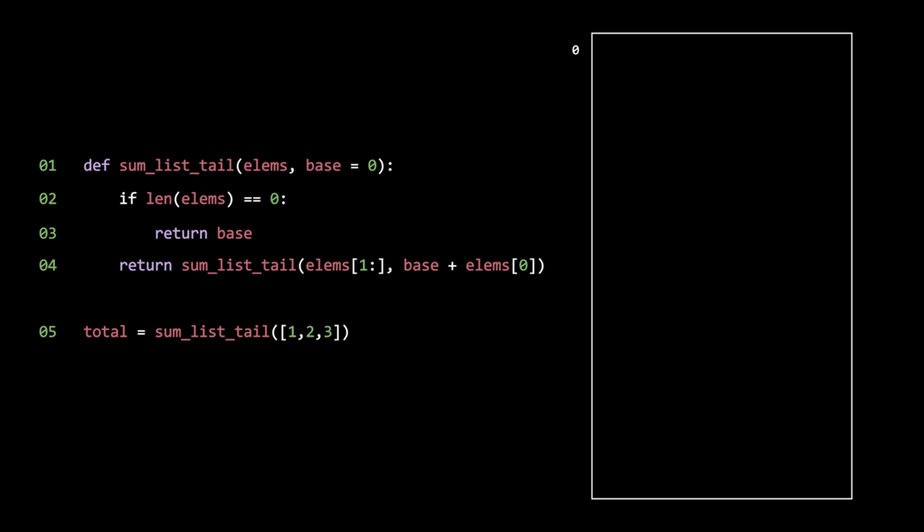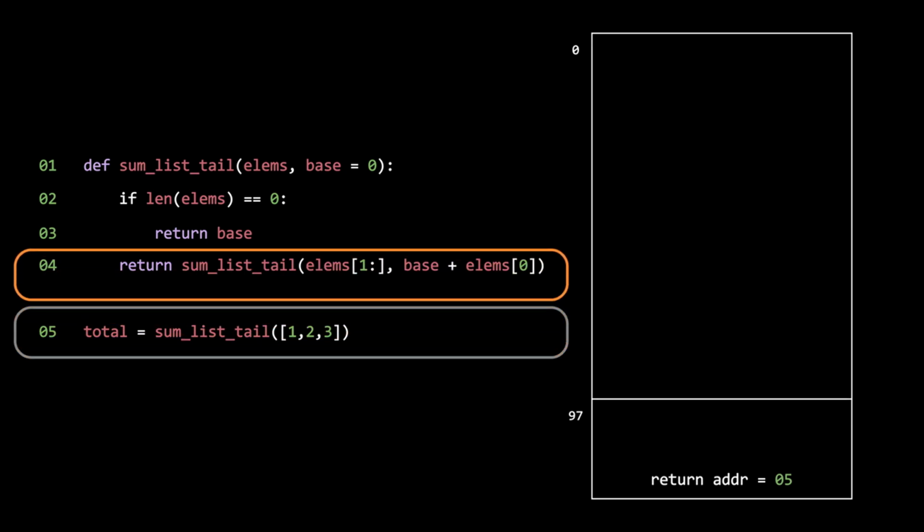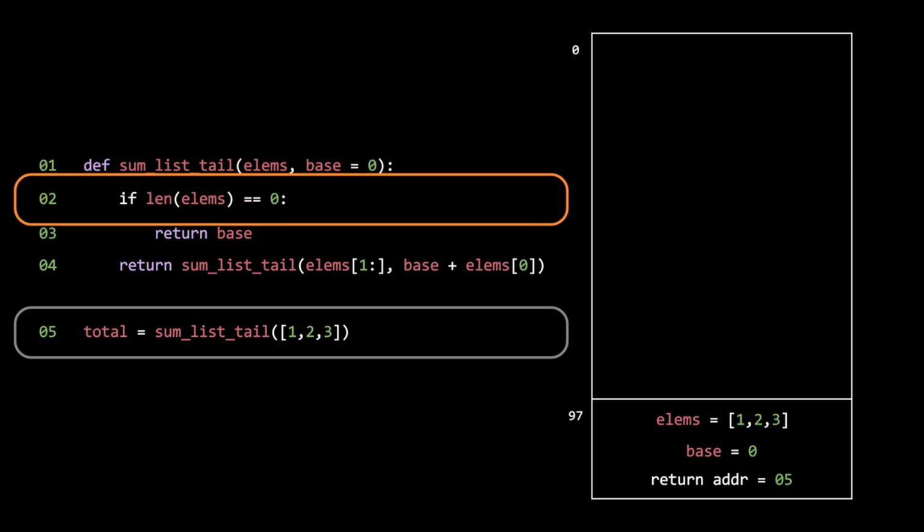So again, I'm not going to show you where the function code goes in memory. Just know that it's put somewhere in memory. So in this case, we're going to call sumListTail with 1, 2, 3 again, just like we did last time. The return address is going to be 5 because that's where we made this call. And we're going to copy in the elms, and it's going to be equal to 1, 2, 3. And of course, base is going to be equal to 0 because that's its initial value. And we didn't pass in a value, so we're going to use the initial value.